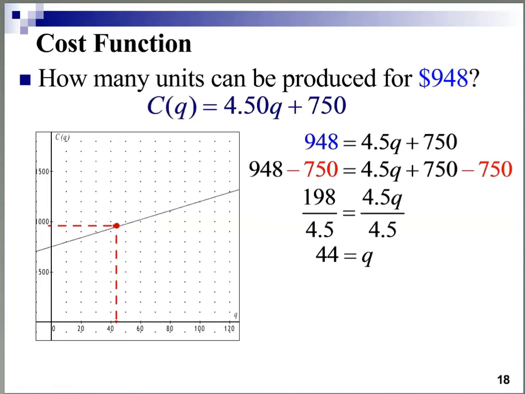So of course that jives with what we're seeing on the graph. If you look at the horizontal axis, the Q value is very close to 44, and in fact is exactly 44. So the interpretation here would be that you can produce 44 units if your total cost is $948.